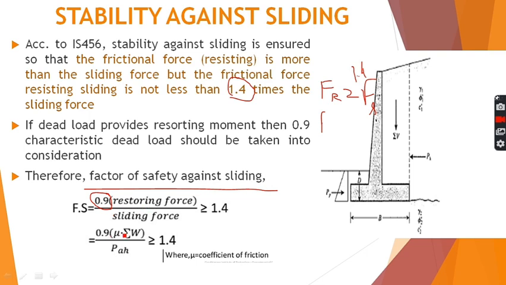So restoring forces are mu times summation W plus PP, if you are not ignoring the passive earth pressure. Mu is the coefficient of friction, and summation W are all the vertical downward forces acting on the retaining wall. PAH is the horizontal earth pressure acting on the retaining wall. So I hope sliding is clear to you.